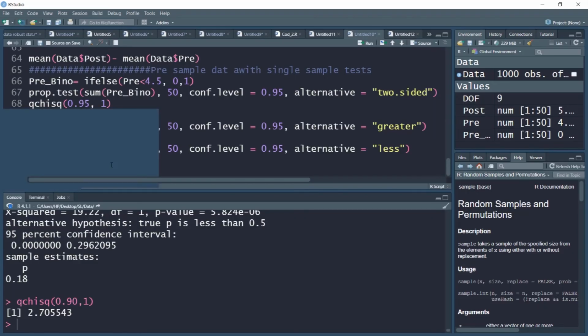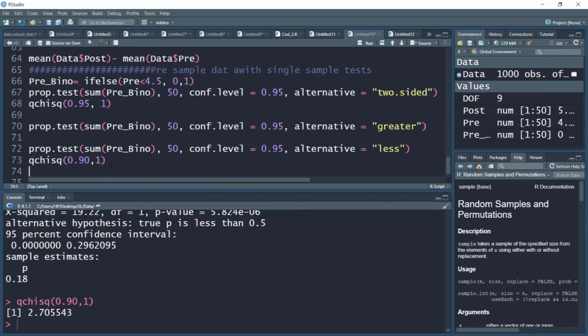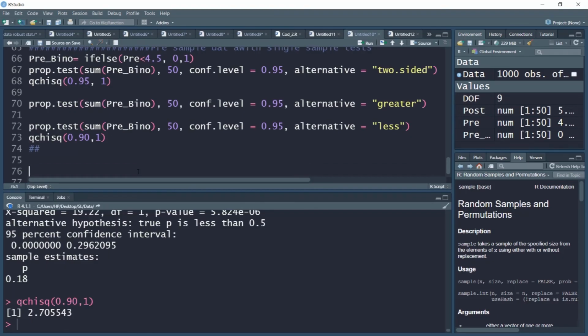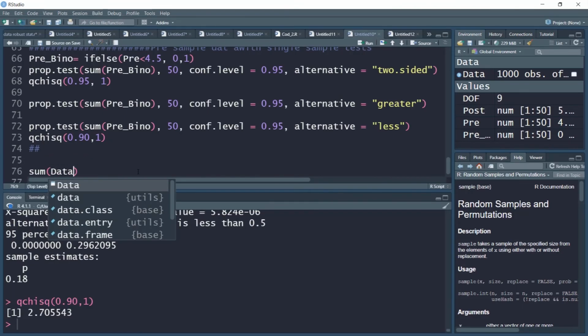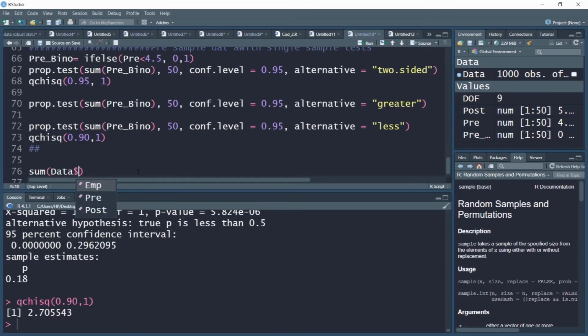Now we will examine the same for our post bino variable. So till now we have examined the pre-bino variable and we have reached the conclusion that in the population, the probability that if an individual has a score of 1 or he's a promoter, it's much less than 50%. We can also check this as well. How do we check this? So we can use the population data, which is data dollar post.